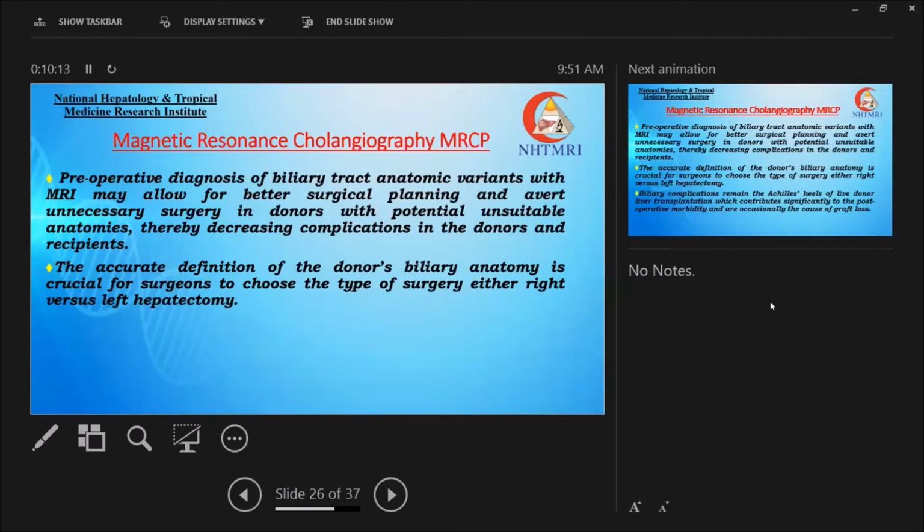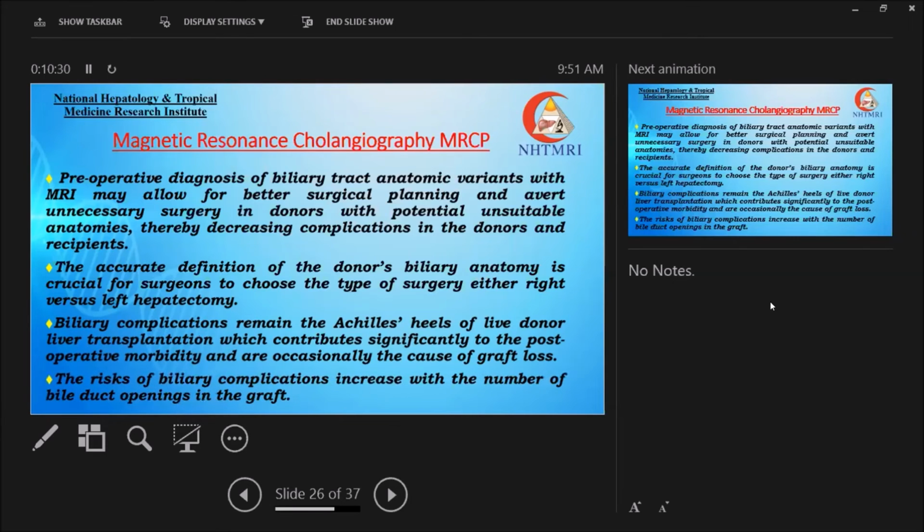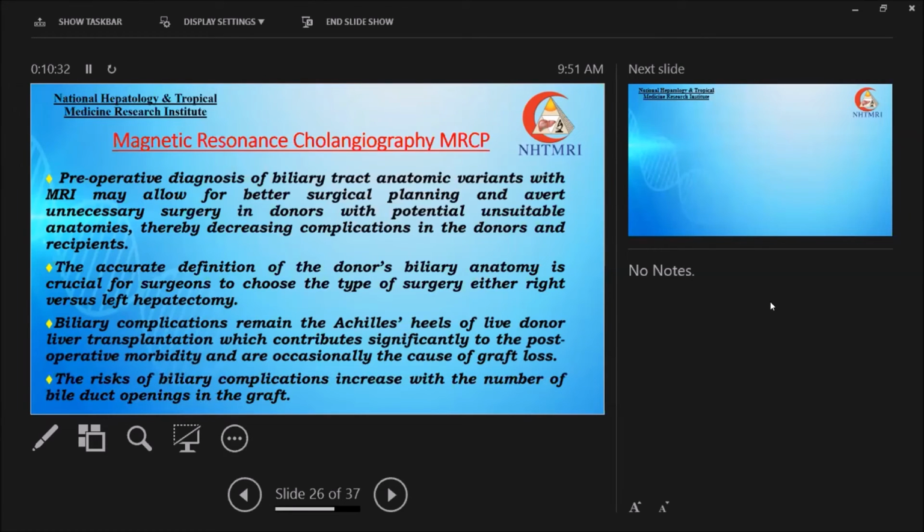The accurate definition of the donor's biliary anatomy is crucial for surgeons to choose the type of surgery, whether right or left hepatectomy. Biliary complications remain the Achilles heel of live donor liver transplantation, which contributes significantly to post-operative morbidity and are occasionally the cause of graft loss. The risks of biliary complications increase with the number of bile duct openings in the graft.